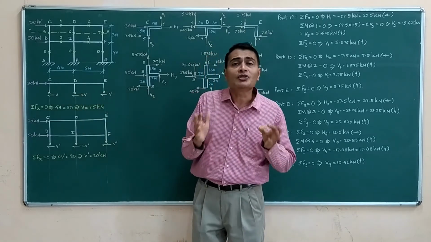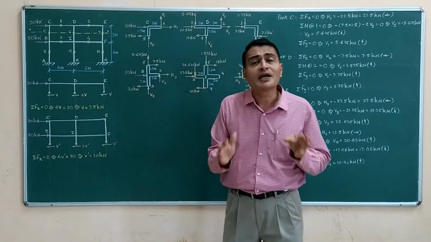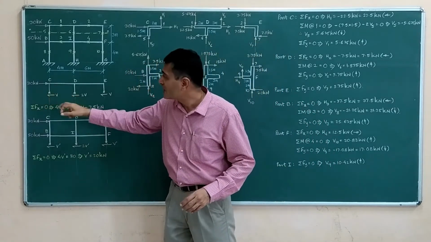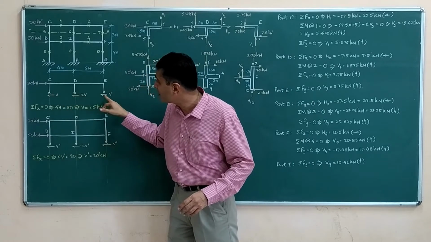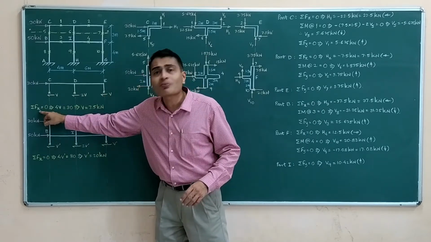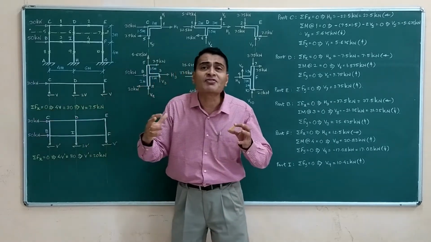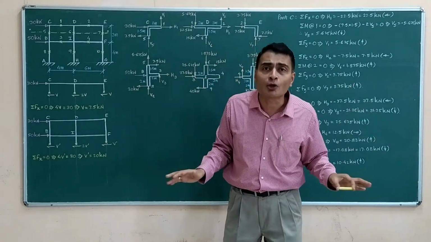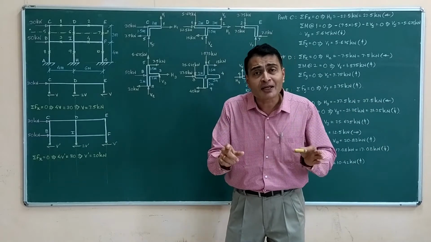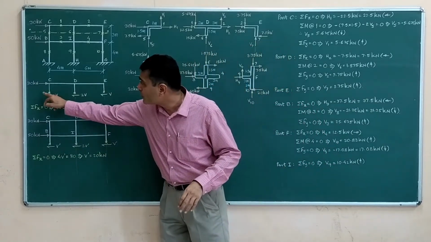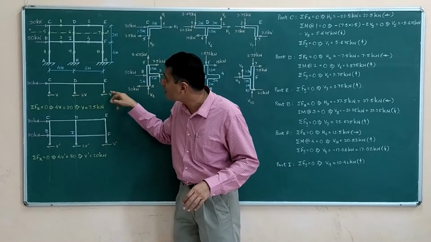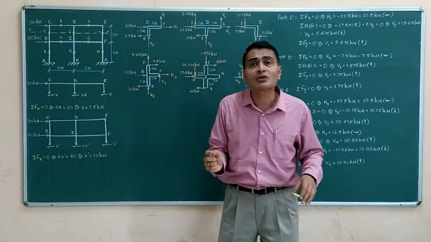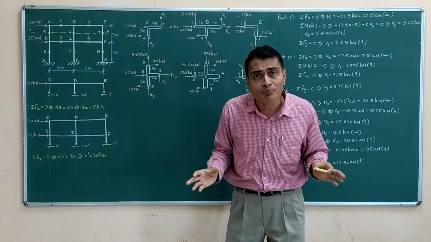Now mind you, this FBD is incomplete in the sense that I have not shown the axial force in this column and this column, because the equation that I am using is sigma Fx equal to 0, where vertical forces are not playing any role. At the same time, try to understand there will not be any moments here, because our section is passing through points of contraflexure where moment is 0.